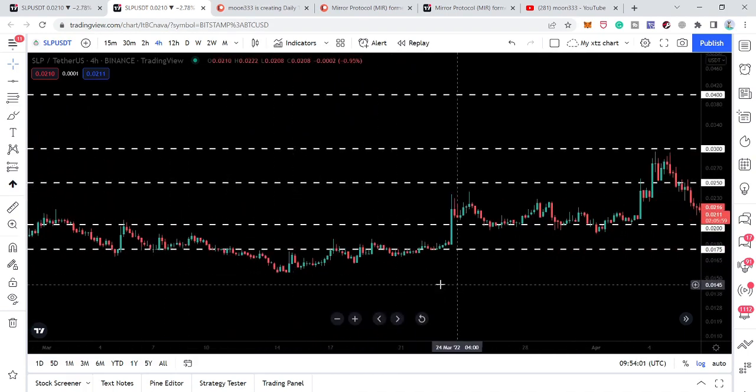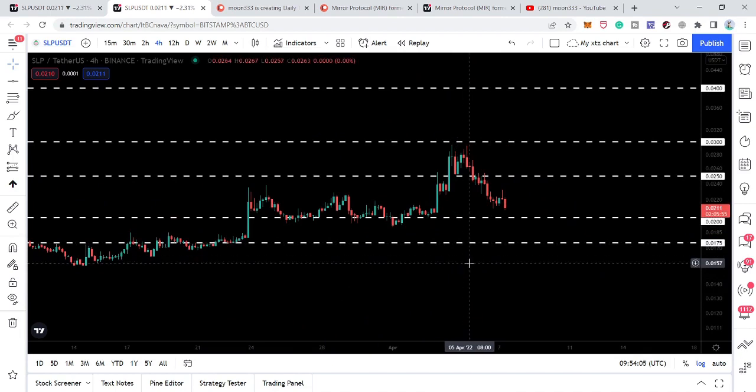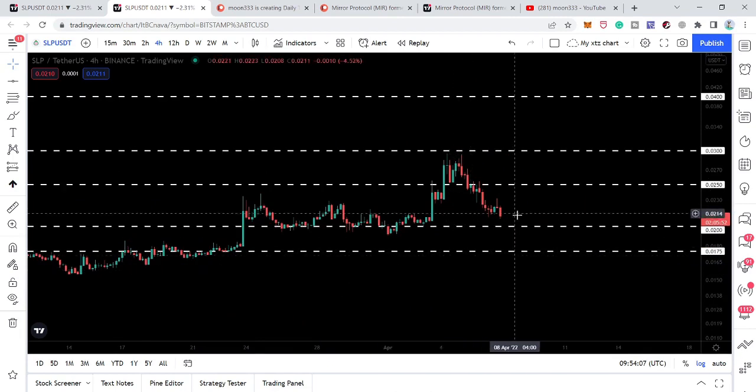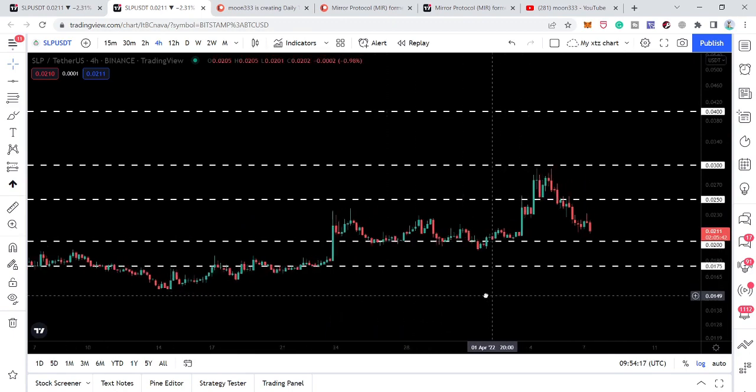Now, if the price line breaks it down, then we will have another very strong support at 1.75 cents. So this is a very crucial time for SLP token. We are going to test a very significant support that has acted as a nice support and resistance in the recent history of SLP token.